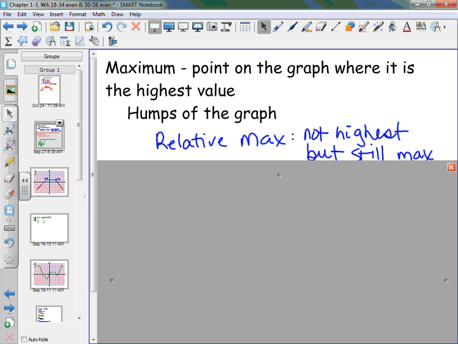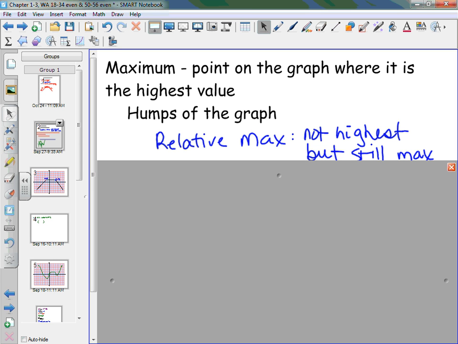Maximum. Point on the graph where it is the highest value. I want you to refer to these as the humps on the camel's back, or ain't no mountain high enough. Mountains. Think of the camel. We riding on the camel.